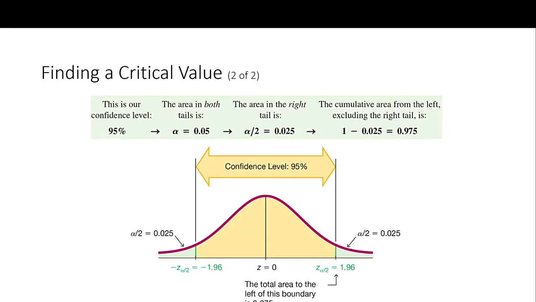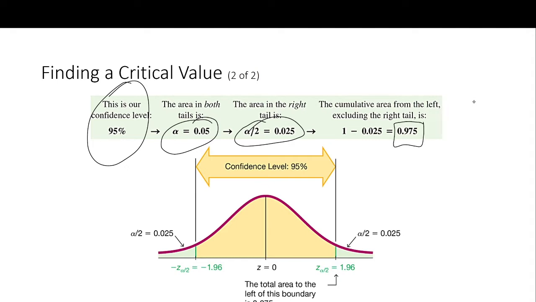So we get the confidence level, and based on the confidence level we can find out alpha and alpha over 2, and based on that alpha over 2 we can find the cumulative area from the left, excluding the right tail. And for that we're going to find the z-score.